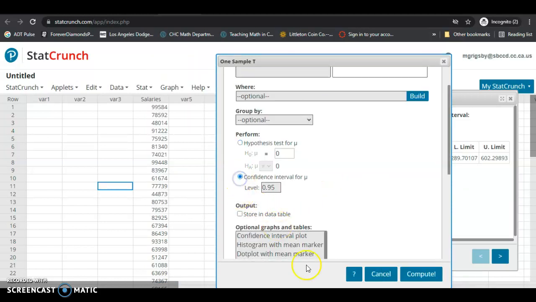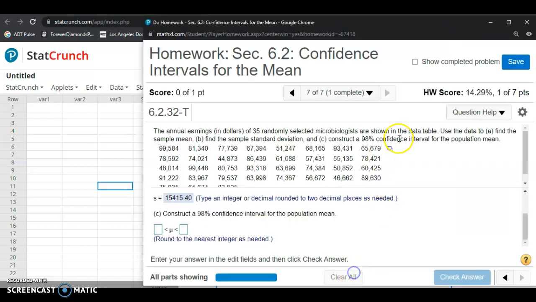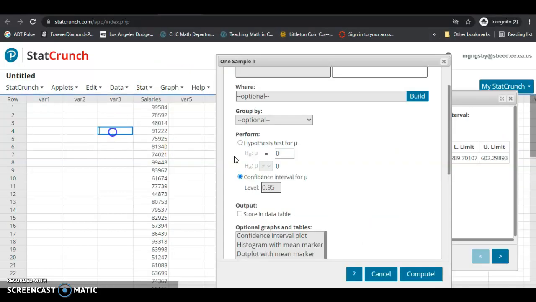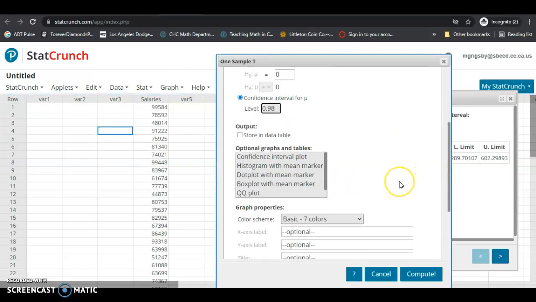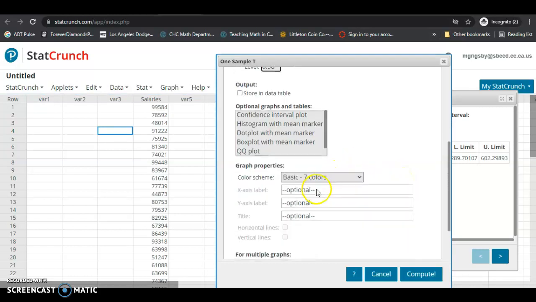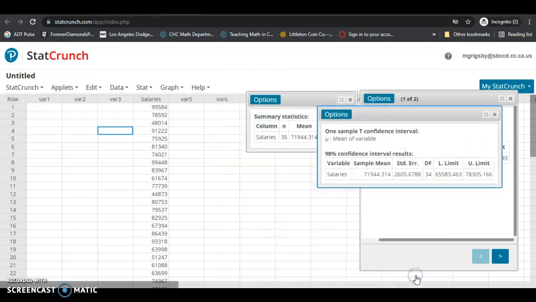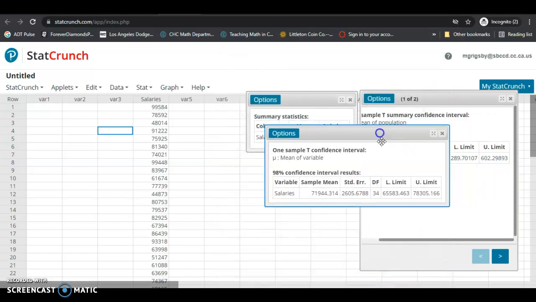Make sure the second button is selected, and remember the confidence level changes from problem to problem. So we want a 98% confidence interval. As a decimal, this would be 0.98, so I'm going to replace that with 0.98. We don't need the other options here, so I'm just going to go ahead and click Compute. And what we're looking for are the lower limit and the upper limit of our interval.